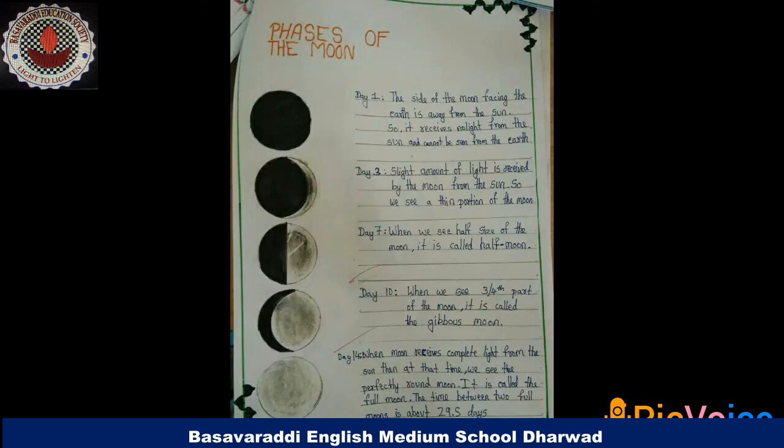Next, the last question is phases of the moon. Let's draw a neat diagram of phases of moon and write day 1, day 3, day 7, day 10 and day 14.